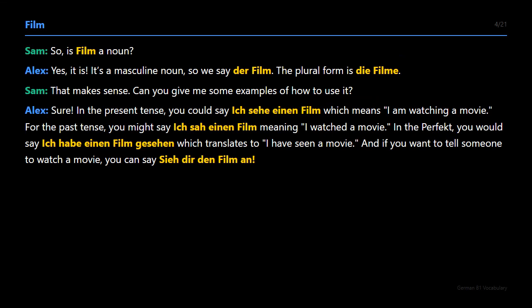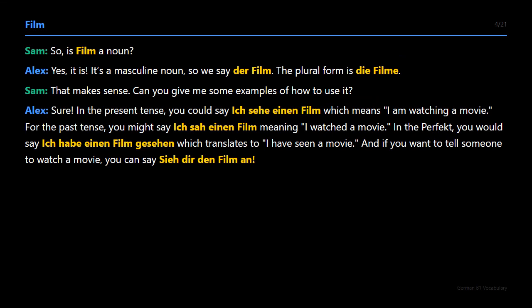That makes sense. Can you give me some examples of how to use it? Sure. In the present tense, you could say, Ich sehe einen Film, which means I am watching a movie. For the past tense, you might say, Ich sah einen Film, meaning I watched a movie. In the perfect, you would say, Ich habe einen Film gesehen, which translates to I have seen a movie.